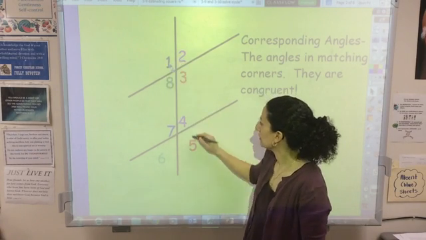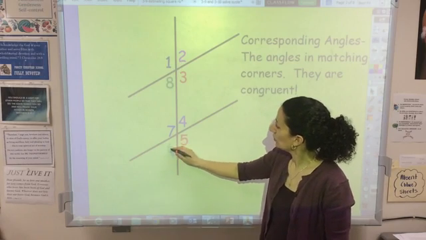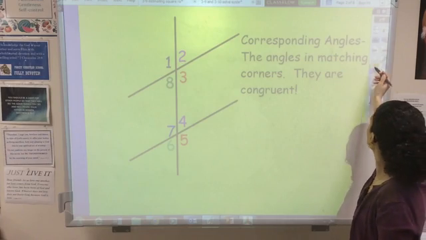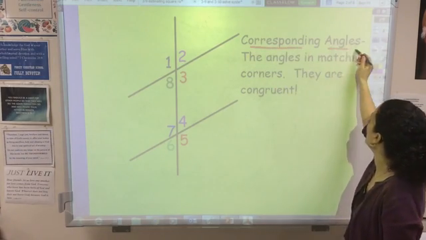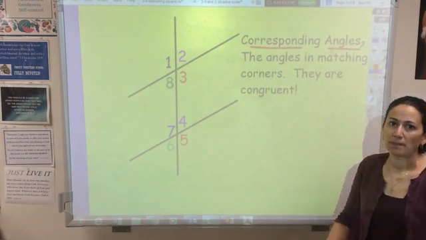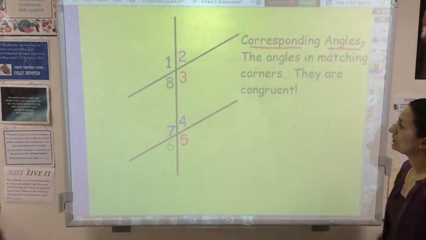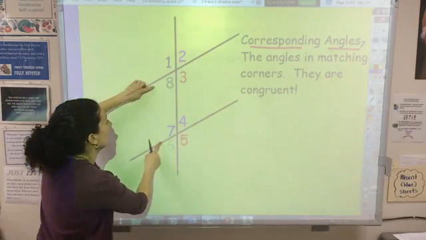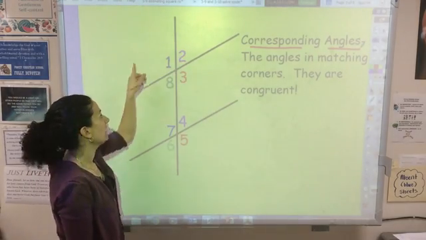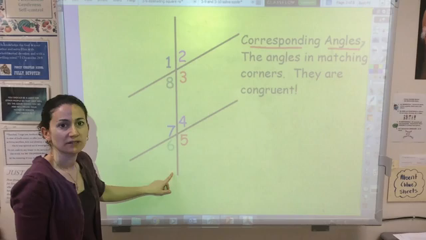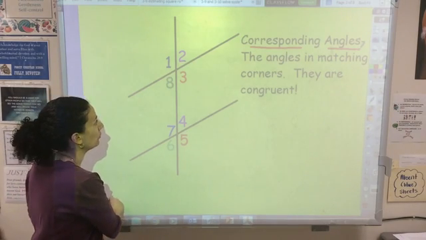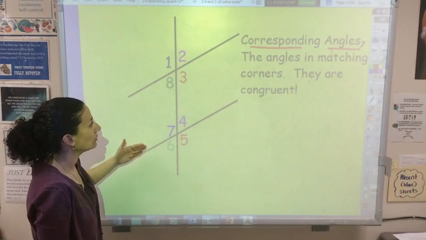I want you to make sure you're copying the vocabulary words and the definitions, and you're writing or drawing an example to go with it. So here we have an example of the parallel lines. See the parallel lines? Cut by a transversal. This transversal is intersecting the parallel lines. And what we have numbered here are all different angles.